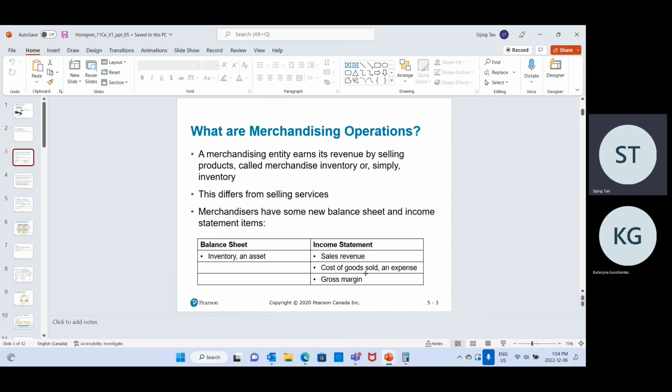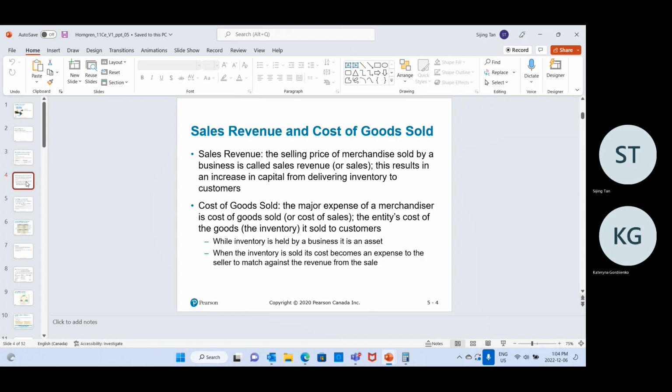Then we're going to learn the gross margin. How are we going to calculate the gross margin? The major thing is we use sales revenue, which we just talked about, minus the cost of goods sold equals gross margin. So those are the different terms and the important key terms we learn before we move on to merchandising operations.